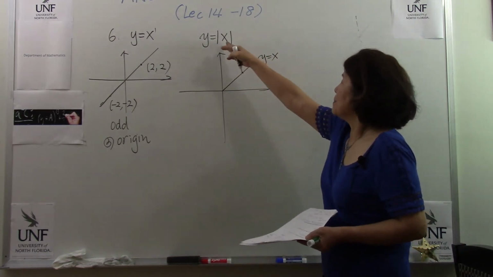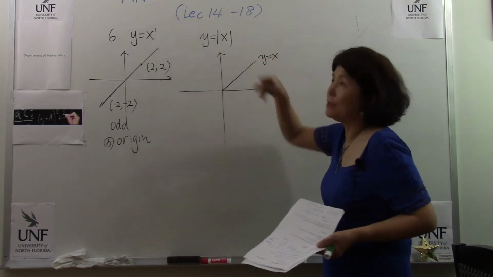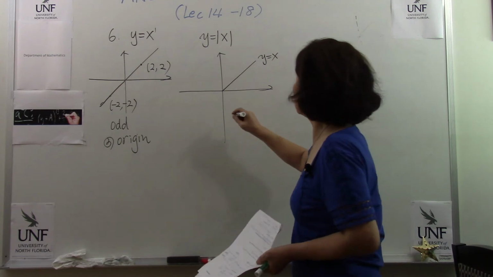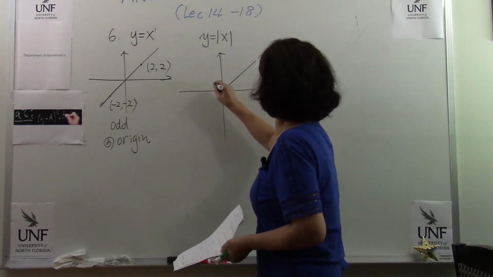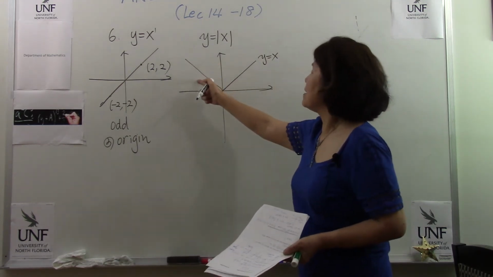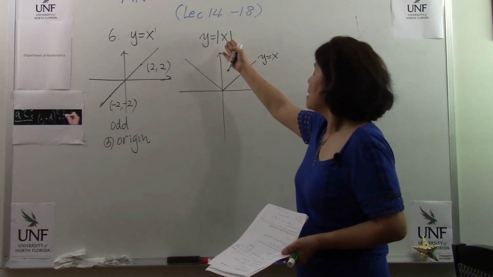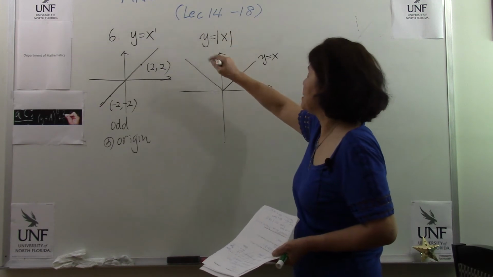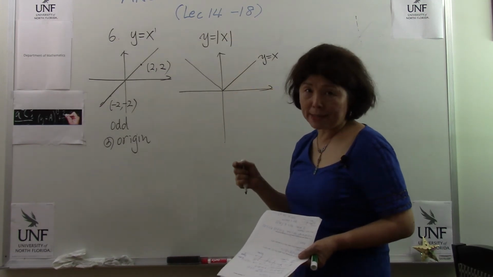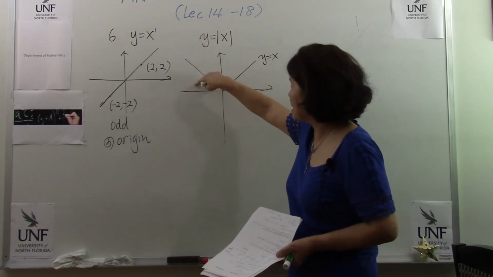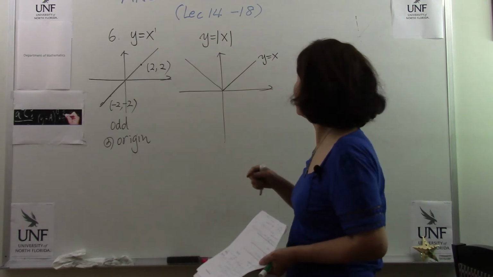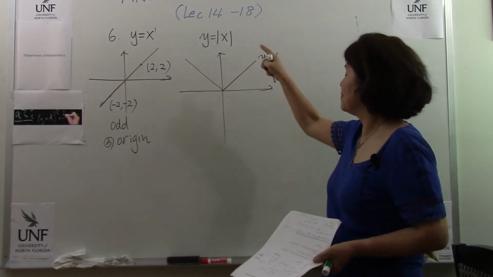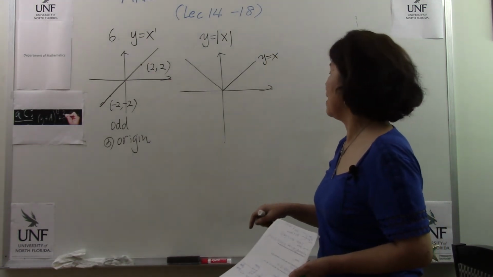Because x is positive, you can remove the absolute value sign. It's going to be the same, right? 4 and 4, the same, like this. On the other hand, when x is negative, you apply the absolute value sign, therefore y is still positive. So that's why y is still positive over here. So this V shape is the graph of the function y equals absolute value of x.